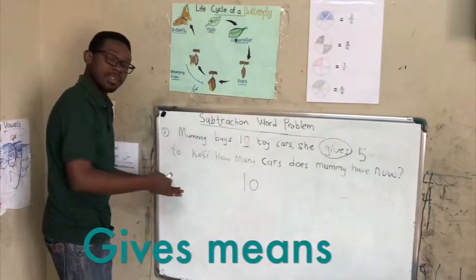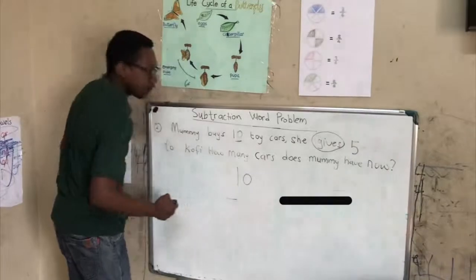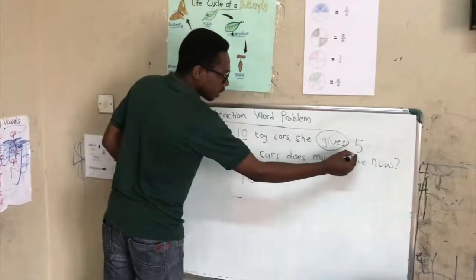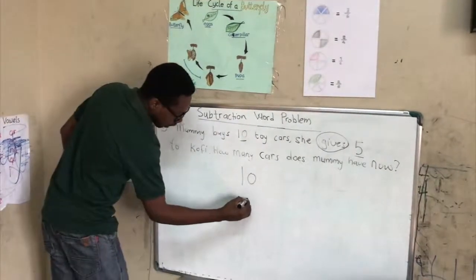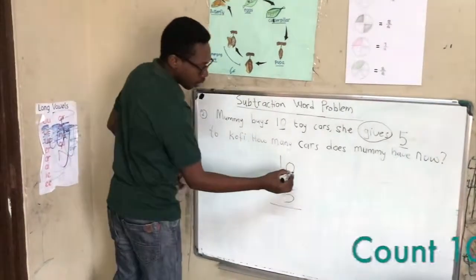Gives means minus. So we put a minus here. She gives 5. So the next number is 5. So write a number here. 5.